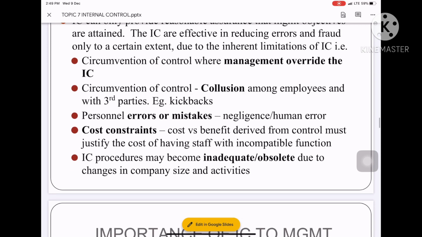All right, the third one is personal errors or mistakes. It means negligence or human error. This one cannot be avoided. All right, cost constraint.